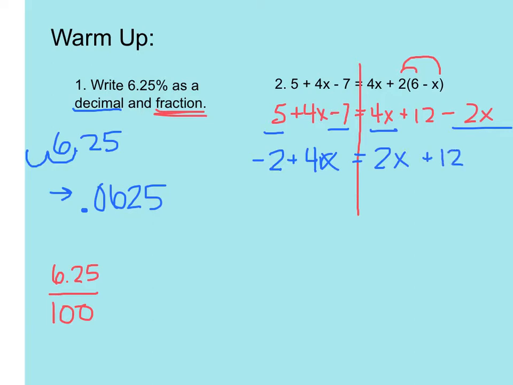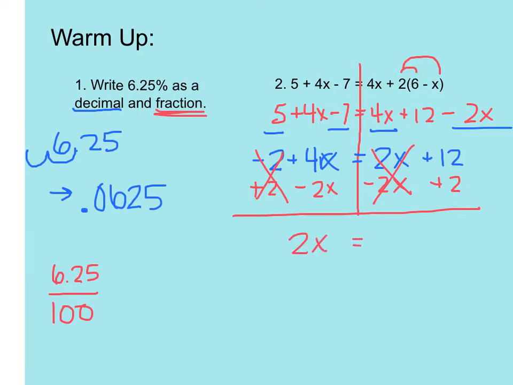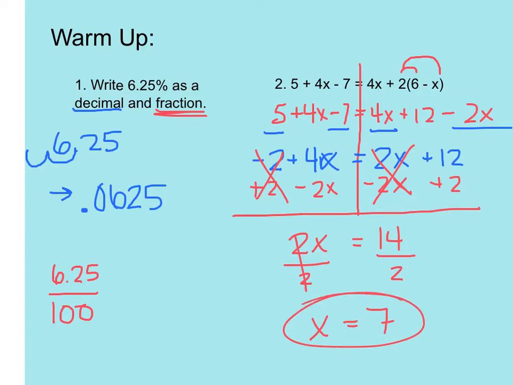Moving on, I'm going to move all my x terms to the left-hand side and all my constants to the right-hand side. So I'm going to have to add 2 to both sides and subtract a 2x. These cancel, these cancel. 4x minus 2x is 2x, and that equals a 14 on the other side. And our final step is to divide by 2 to isolate our x. And we end up with x equals 7.